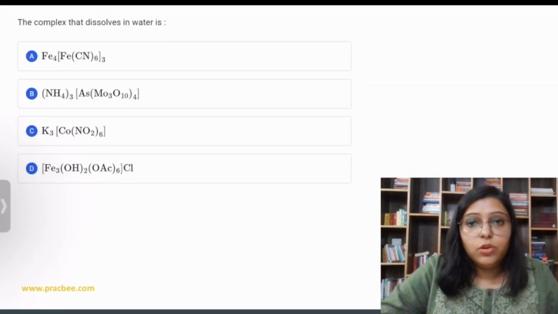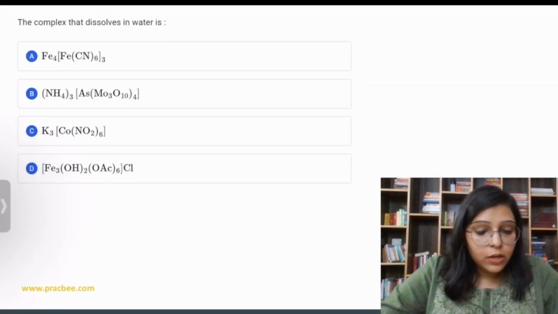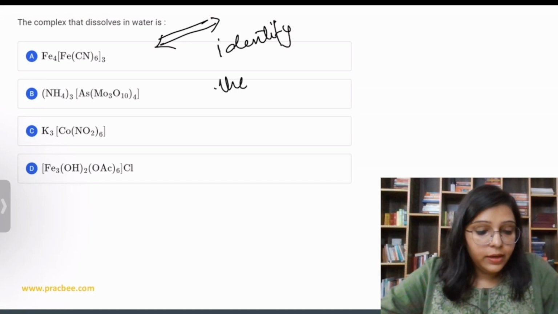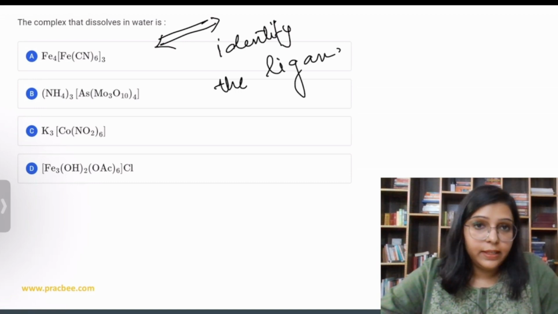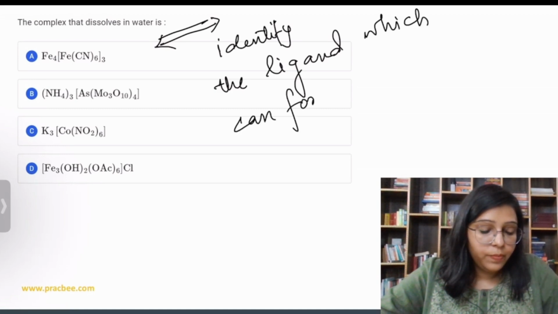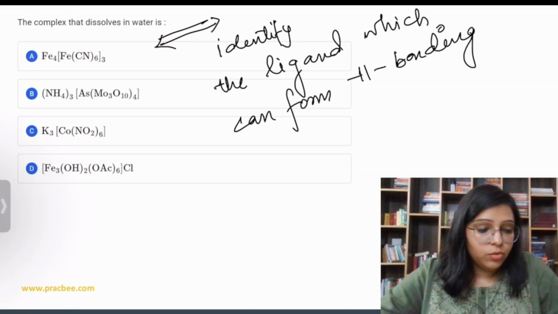The complex that dissolves in water. So how to solve this? It means you have to identify the ligand which can form hydrogen bonding with water.